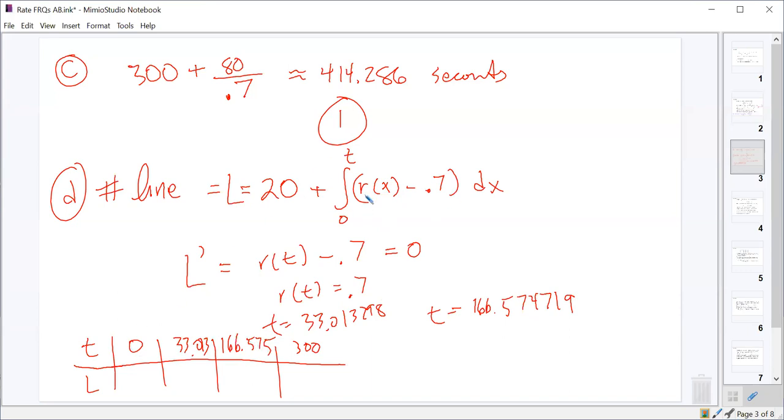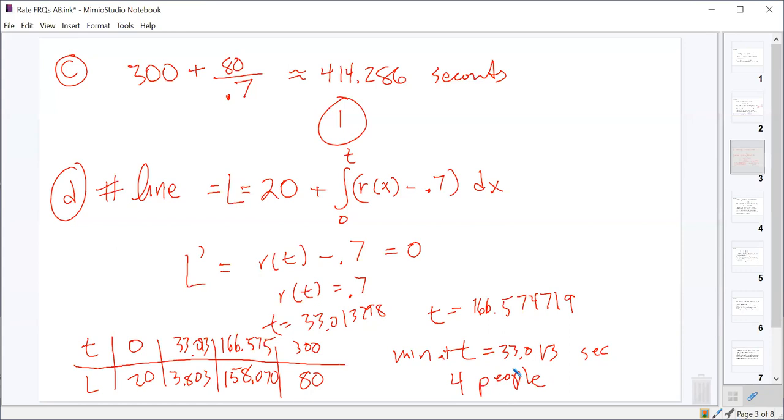And at 0, you know that it's 20, because they told us that. And at 300, we already found out that there was 80 people in the line. And at 166, we found out that there was, if you did that integral, 158.070 people. And at 33, you found out that there was 3.803 people in the line. So we would say the min is at t equals 33.013 seconds. And we would say 4 people in line to the nearest whole person.